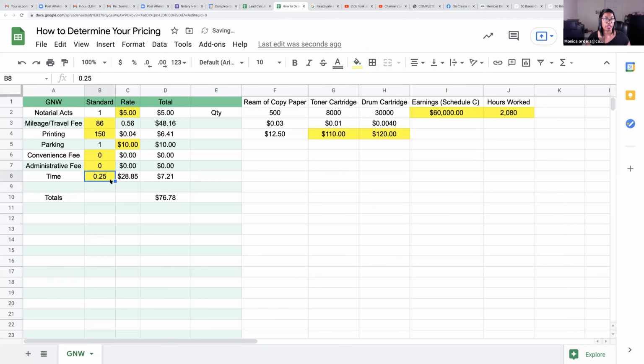That's going to be an input, because you're going to determine how much time you're going to associate with a general notary work signing. 0.25 is 15 minutes. That's a quarter of an hour, okay? If you didn't make but $20,000 on your Schedule C because you just got your business started, and you only worked on your business, let's say 180 hours last year. Let's say you worked 1,000 hours. Okay, be honest on these inputs.